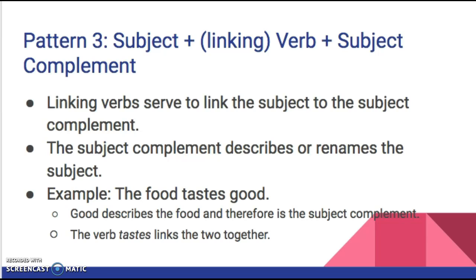So in my example, the food tastes good. Good describes the food and therefore is a subject complement. What's good? The food's good. Okay? The verb tastes links those two together. You couldn't just say the food good. That sentence doesn't make any sense. The food tastes good. So tastes is the verb there, and it's a linking verb because it links together the subject and the subject complement.